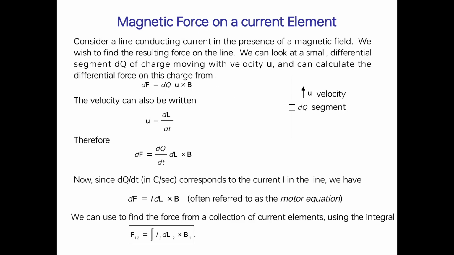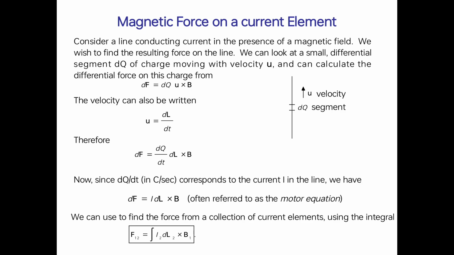Magnetic force on a current element. Consider a line conducting current in the presence of a magnetic field. We wish to find the resulting force on the line. We can look at a small differential segment dq of charge moving with a velocity u, and calculate the differential force on this charge using the equation dF = dq (u × B). The velocity can be written as u = dl/dt. By substituting the velocity, dF = dq (dl/dt) × B.